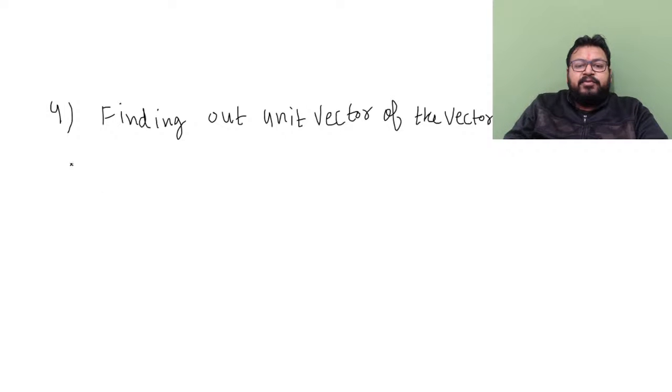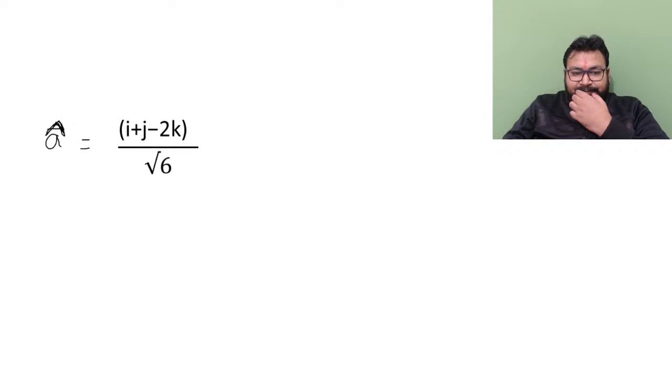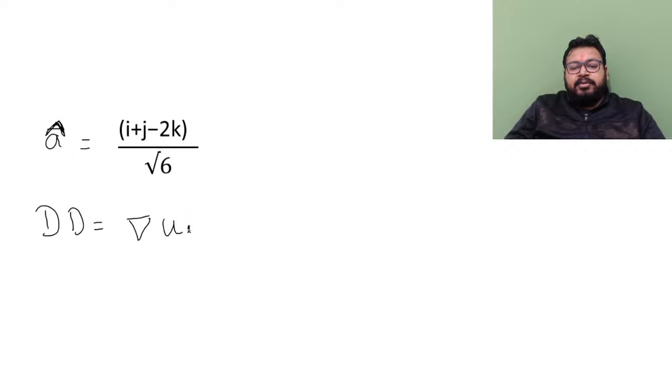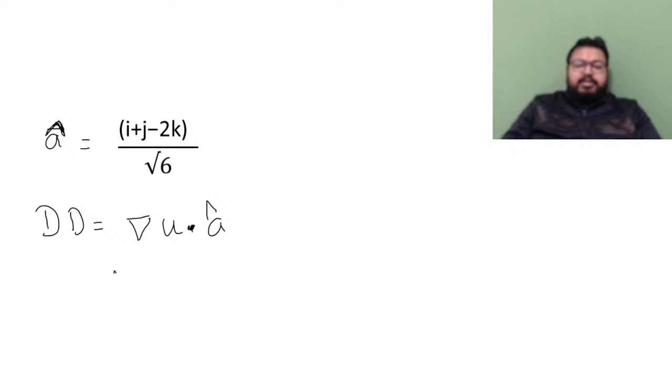A cap is already given to us, and that's why step number 5 is finding out the directional derivative. So what is directional derivative? Directional derivative is grad u dot a cap, the dot product of the gradient with the direction.